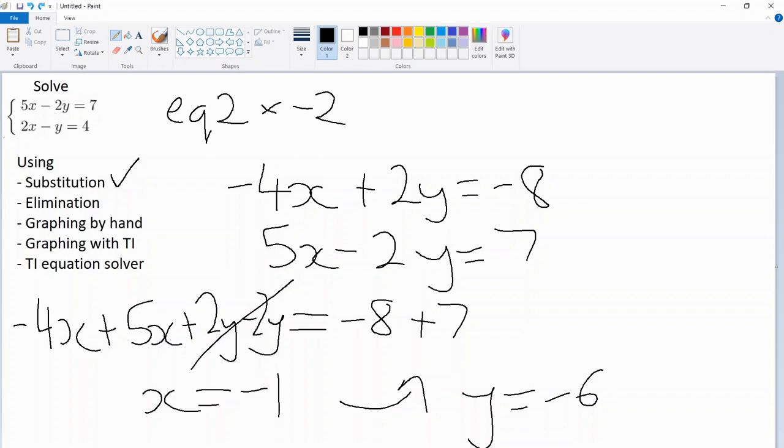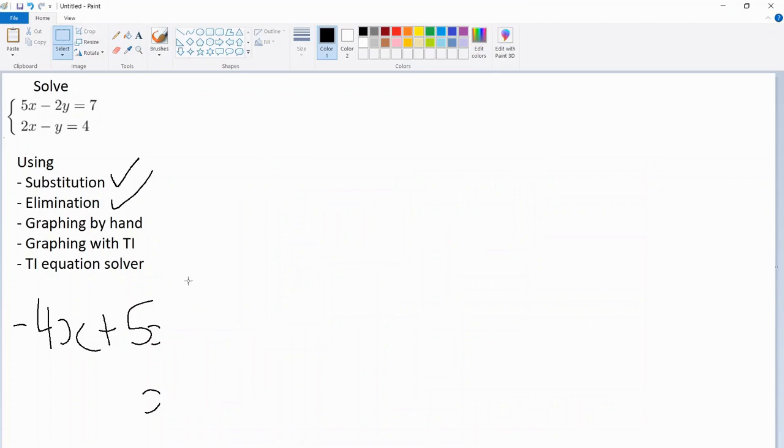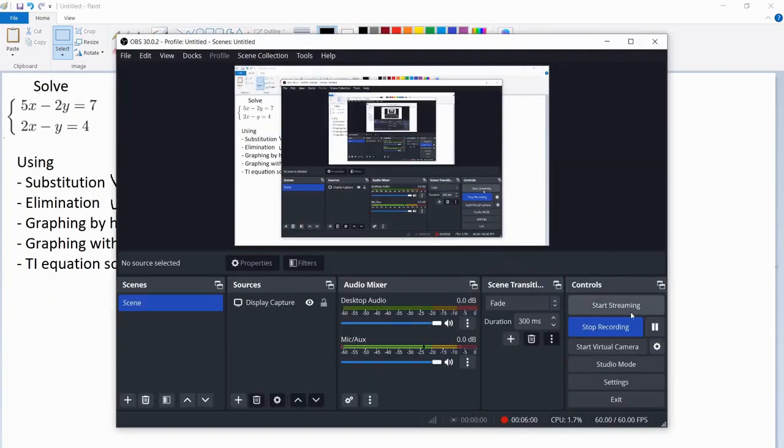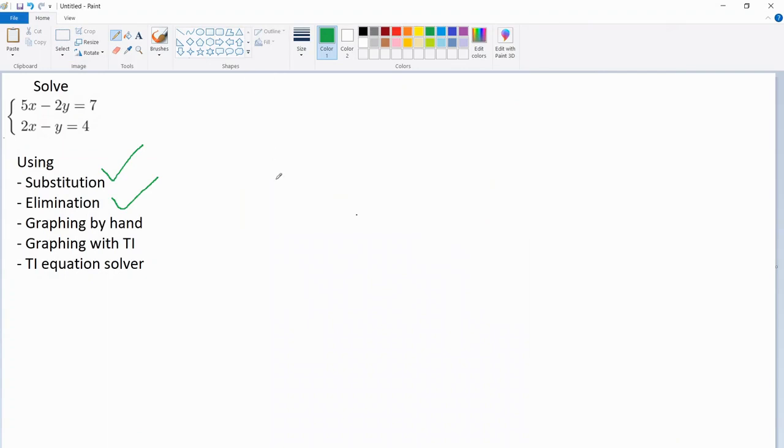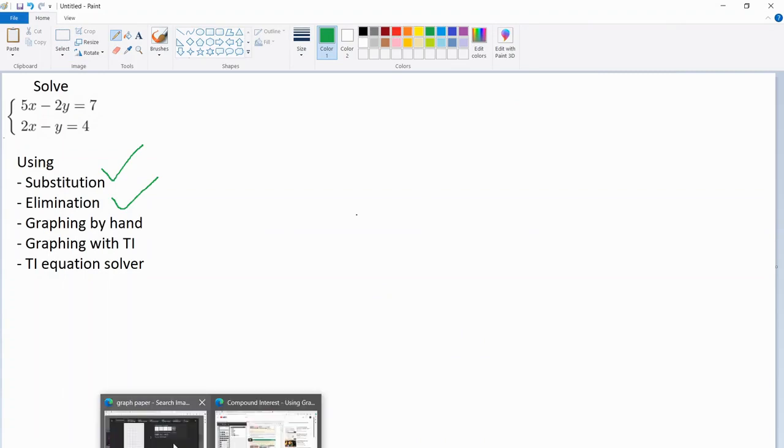Now, let's redo that. Get rid of all this. I just realized I haven't got a grid up for this one, so I'm going to pause the video for a moment and come back with a grid. Okay, so now we're going to continue with solving simultaneous equations. We are going to look at graphing things by hand.